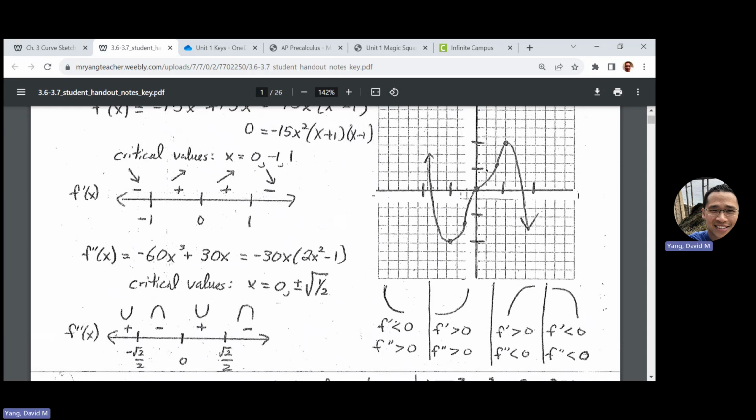Why'd you make it equal to -30x times? I just took out the GCF. Oh. You could also just take out 30x as well. I just decided that I wanted the x squared to be positive, so I backed out the negative as well.